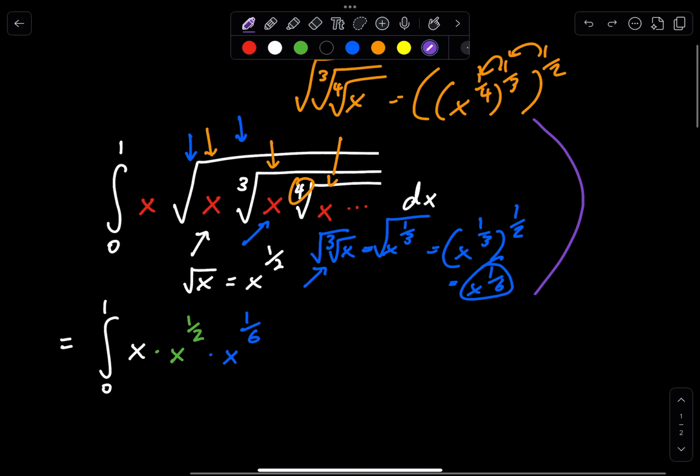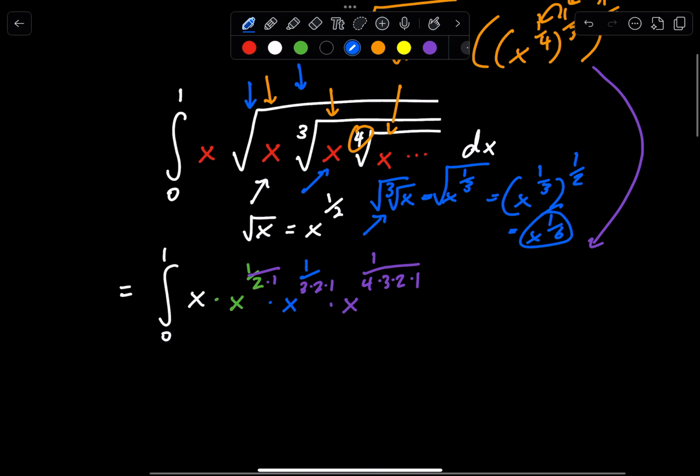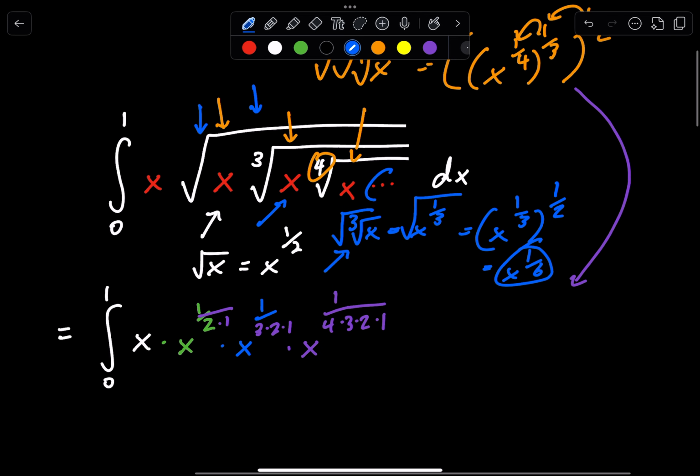So what do you get now? Using this, instead of writing whatever that denominator is, I'm just going to write x to the 1 over 4 times 3 times 2 times 1. And I'm going to write the 1 in for a reason. And you'll notice here, I'm going to rewrite the 6 as 3 times 2 times 1. And I'm going to rewrite this 2 as 2 times 1. Do we see any pattern emerging? Now, I have not continued and written out all of the terms of this infinitely long integral, because remember, there's an infinite number of radicals inside of that.